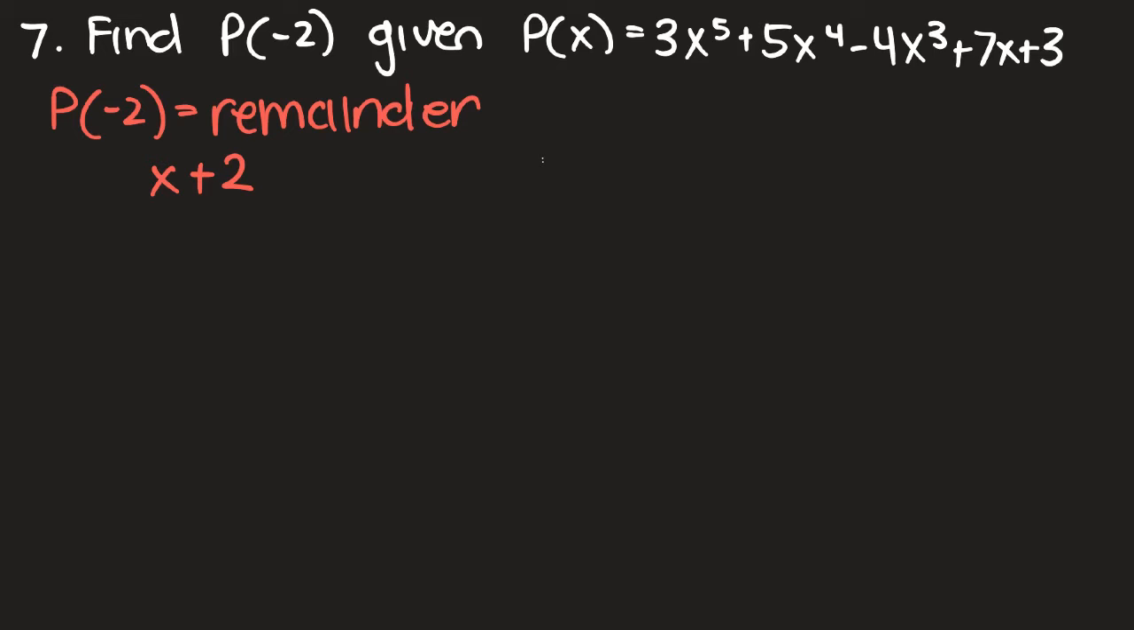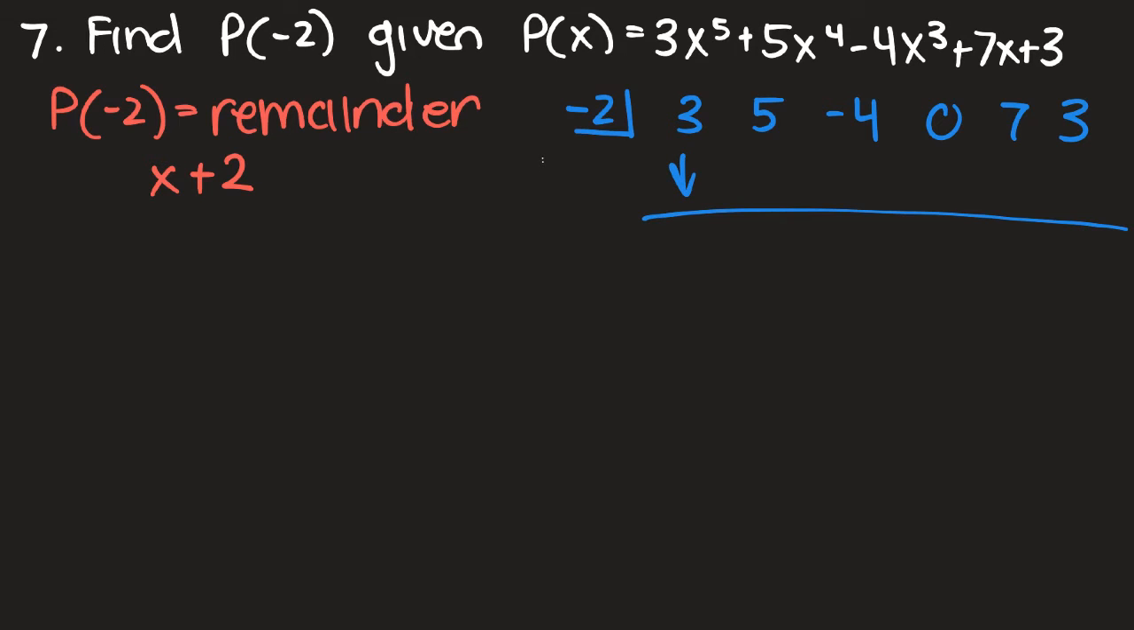So we have our number in the corner, and my number is negative 2. Okay, I am going to write the coefficients of my terms. So I have 3, 5, negative 4. I am missing a term. I'm missing that x squared term, so I'm going to put 0, 7, and 3. Okay, the first number we always bring down, and we have this, all right? So my first number I bring down is 3.